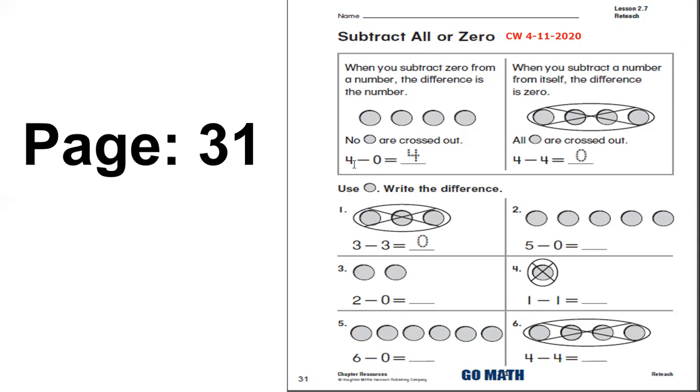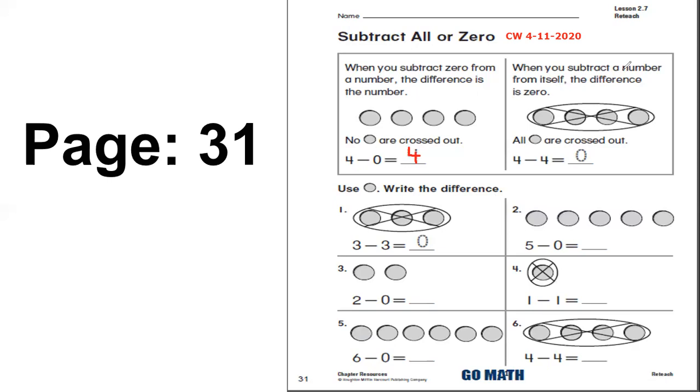So here we have 4 minus 0. Then no circles are crossed out. So you don't remove any because it is 0. I have 4 chocolates, but I don't want any chocolates to be taken by my friends. So all my 4 chocolates will remain the same. I will not give any chocolate to my friend. So I have all the 4 chocolates. So that is 4 minus 0 equals 4. You don't cross out any.